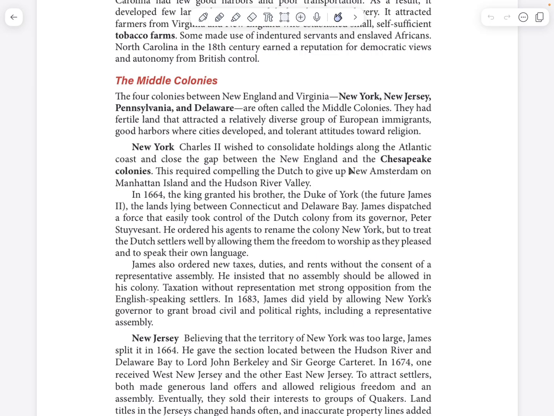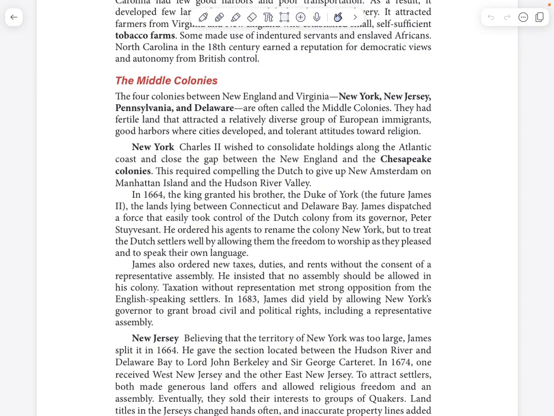The Middle Colonies. The 4 colonies between New England and Virginia, New York, New Jersey, Pennsylvania, and Delaware, were often called the Middle Colonies. They had fertile land that attracted a relatively diverse group of European immigrants, good harbors where cities developed, and a tolerant attitude toward religion.